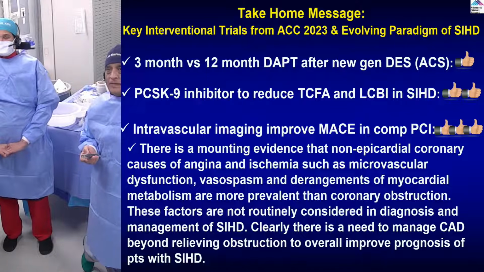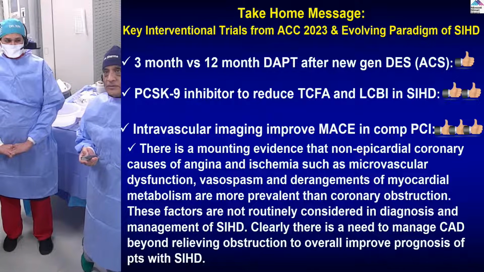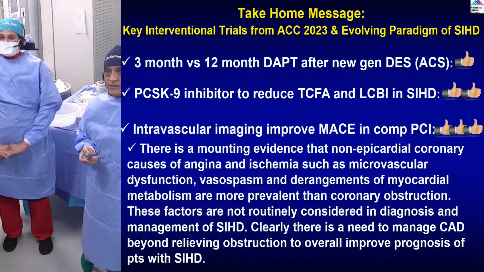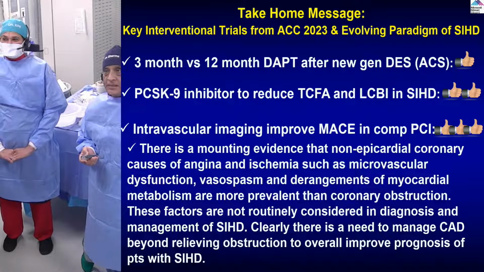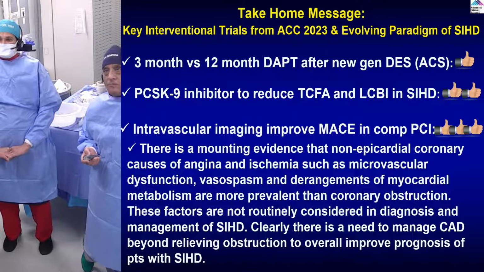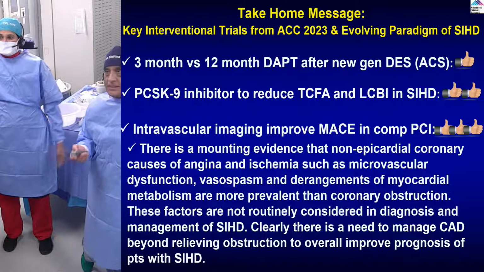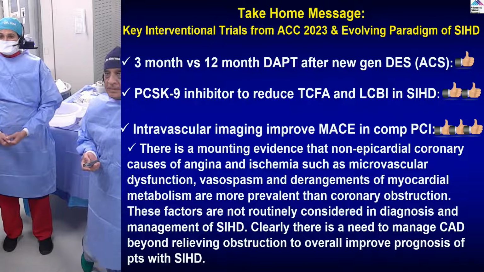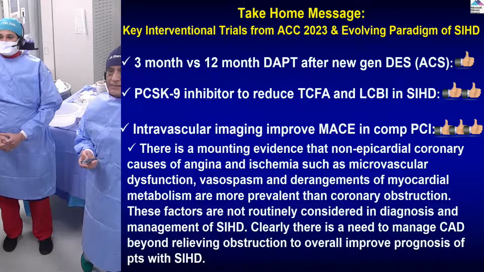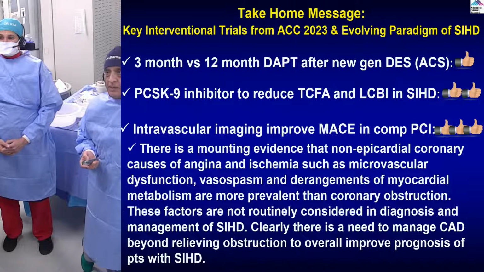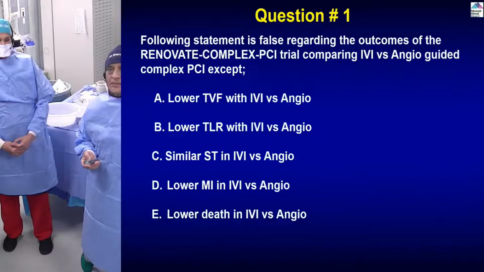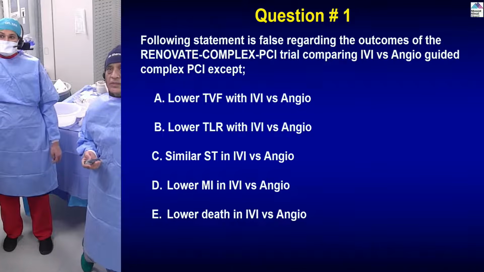There is mounting evidence that non-epicardial coronary causes of angina and ischemia, such as microvascular dysfunction, vasospasm, and derangement of myocardial metabolism, are more prevalent than coronary obstruction. These factors are not routinely considered in diagnosis and management of ischemic heart disease. Clearly, there is a need to manage CAD beyond relieving obstruction to improve overall prognosis of patients with stable disease. So let's go to 3 questions.